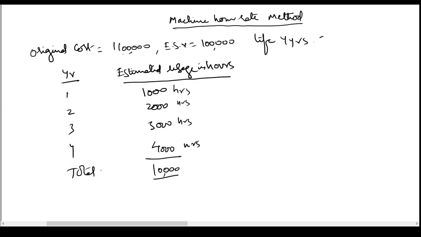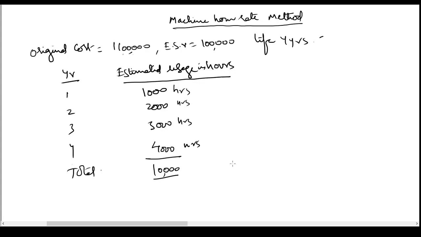Original cost of an asset is given to you. It is 11 lakh. Original cost of the machinery we can say. Estimated scrap value is 1 lakh. Life is given in years, 4 years, and you're also given some pattern of usage of the machine. Year 1, 2, 3, 4. Estimated usage in hours. We are estimating that we'll use this machinery 1000 hours in first year, second year 2000 hours, third year 3000 hours, and fourth year 4000 hours. So totally we are going to use the machinery 10,000 hours in this 4 years time period, and the pattern of usage is also given to you.